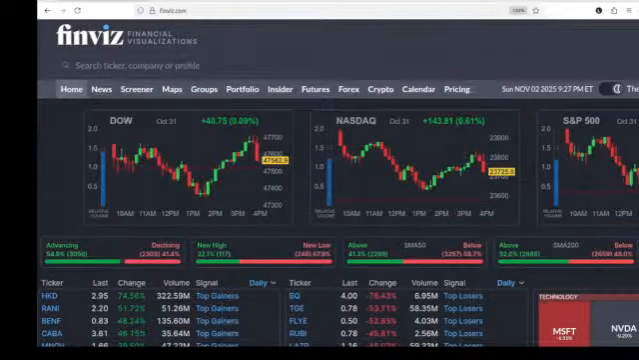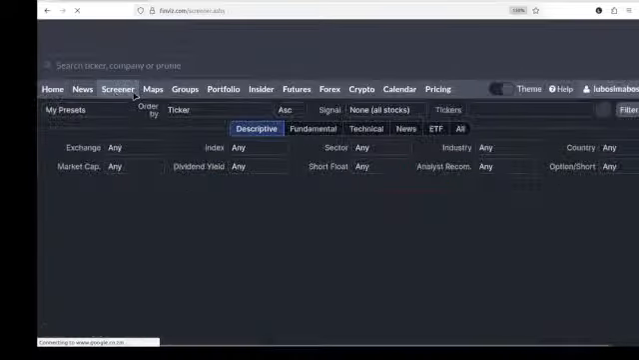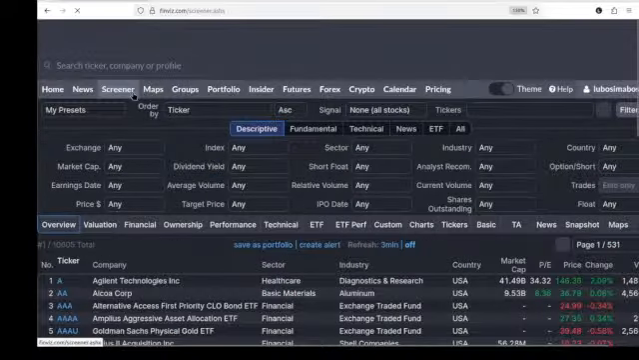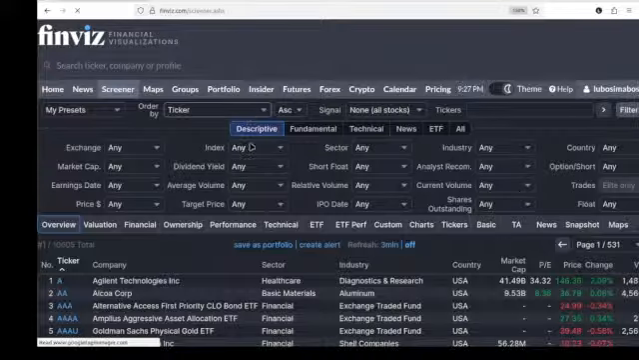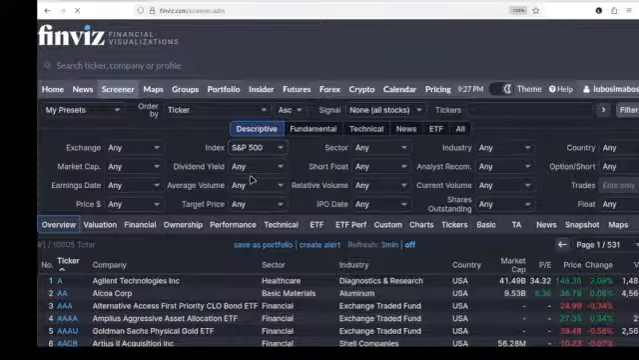So now we are looking at a demonstration. So we come here to the screener. Okay. Change the index to S&P 500.